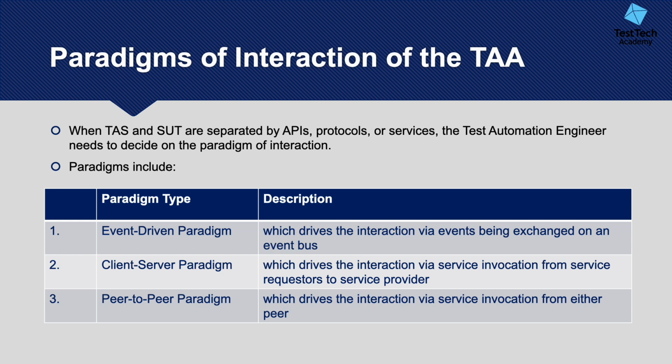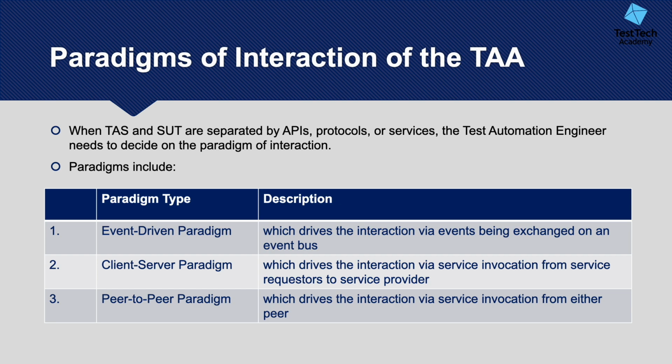So first we have the event-driven paradigm. In this paradigm, the interaction between the test automation system and the software unit test is driven by events exchanged on an event bus. Think of it like attending a concert where the performers are the software under test and the audience members are the test automation system.